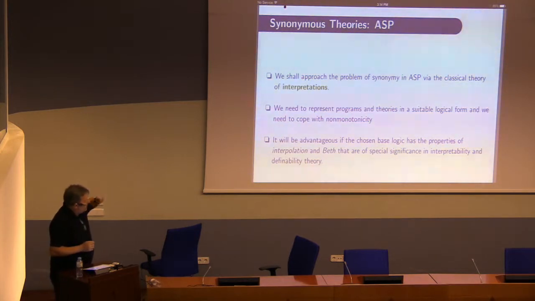And in order to apply these ideas to this type of AI formalism, we need to do two important things. One is we need to represent these programs that you have in answer set programming. We need to represent them linguistically as formulas of a certain language, and we need to cope with the fact that inference is not monotonic in answer set programming, because we have defaults and so on, defeasible reasoning. And it turns out that there's a base logic we can use which will do these things for us, and this logic has some nice properties.